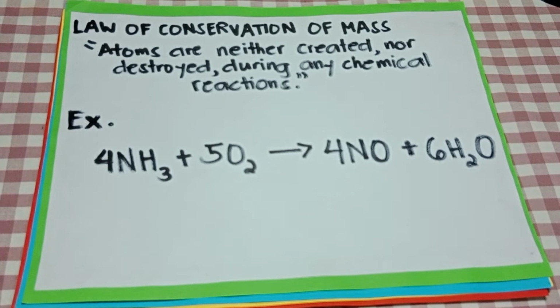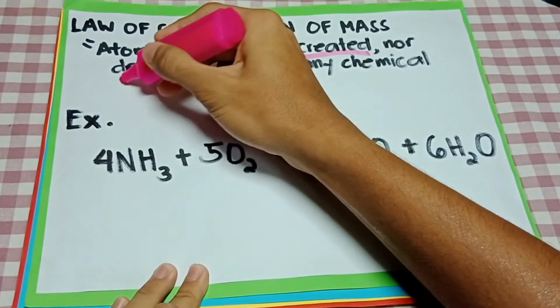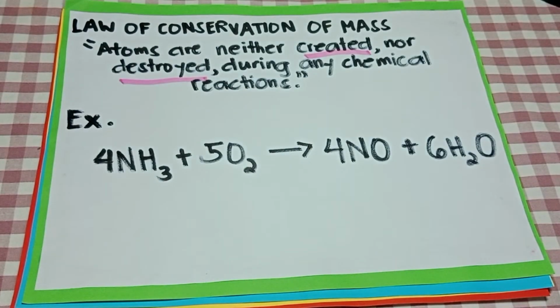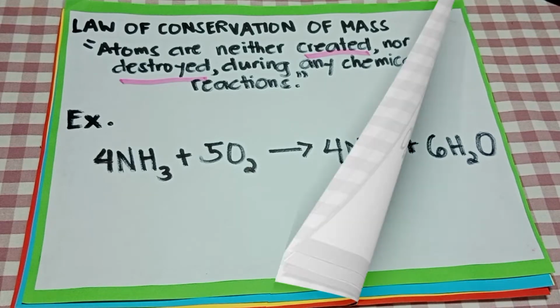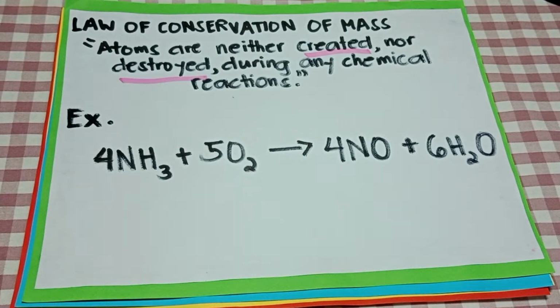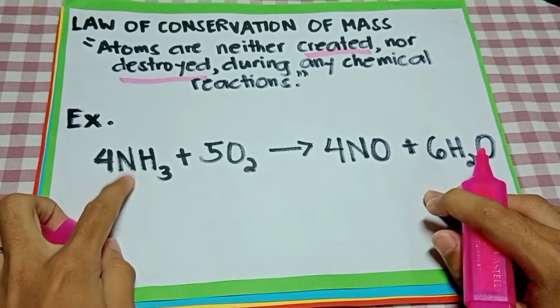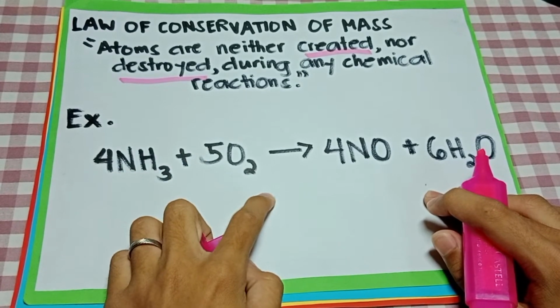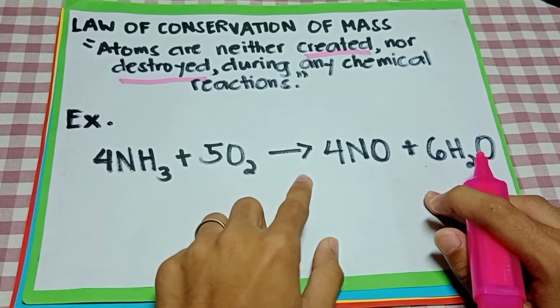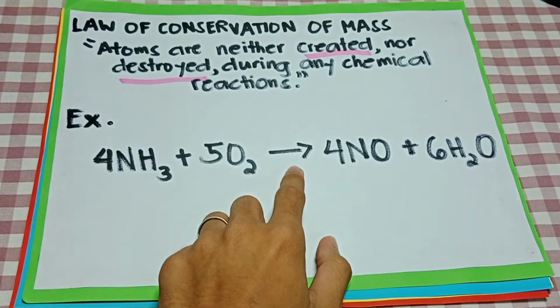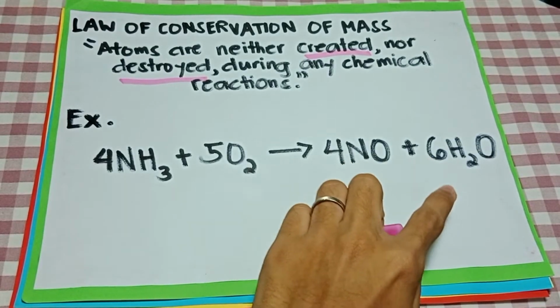According to the law of conservation of mass, atoms are neither created nor destroyed during any chemical reaction. So atoms before the reaction are the same after the reaction. The changes that occur during a reaction just involve the rearrangement of atoms. For example, we have here a chemical reaction: 4NH3 plus 5O2, followed by an arrow, which means there is a reaction happening, and 4NO plus 6H2O.